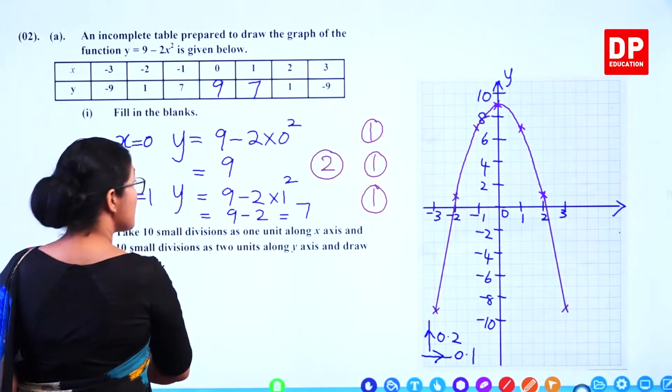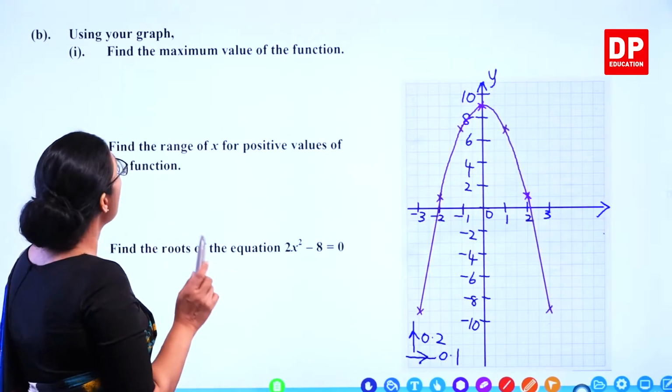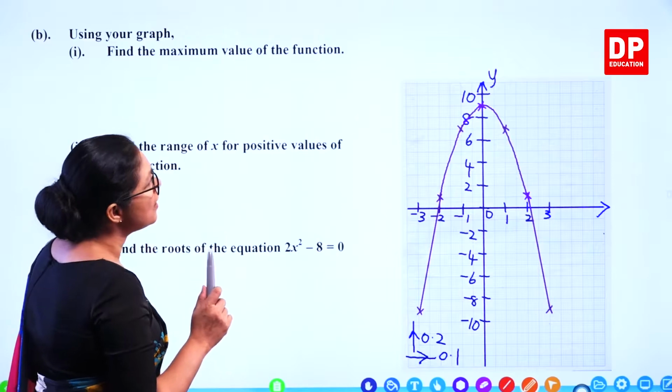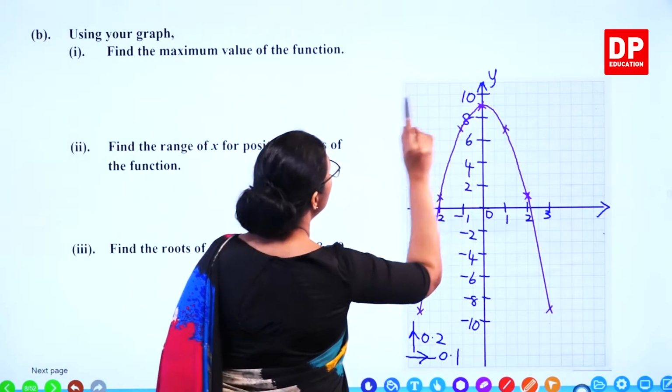Let's answer the questions using the graph. Find the maximum value of the function. So maximum value of the function. So only the y value, that's 9.